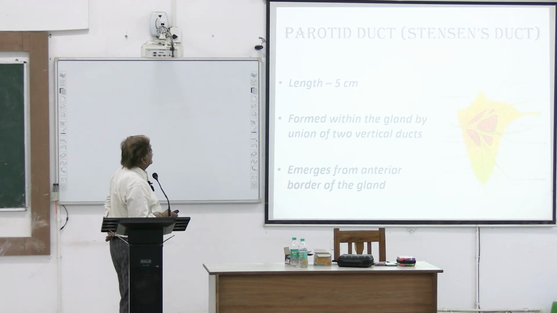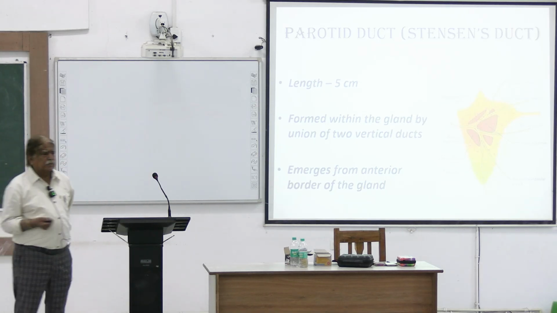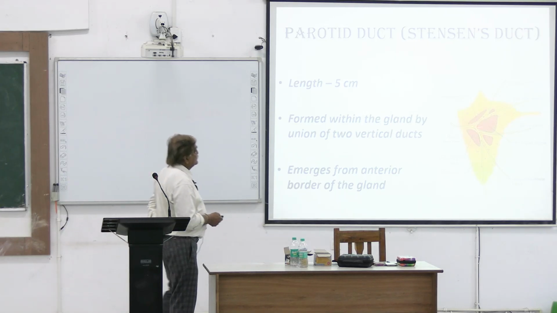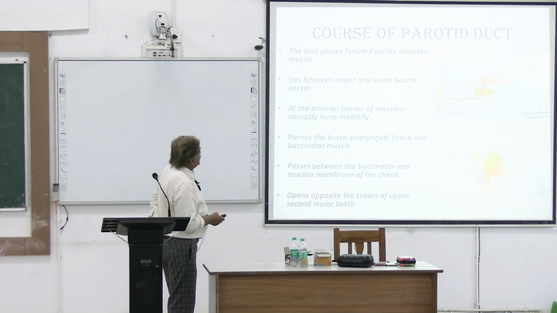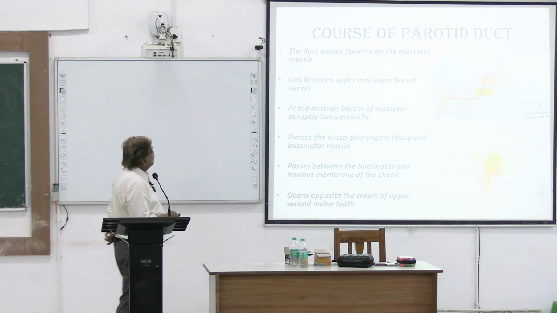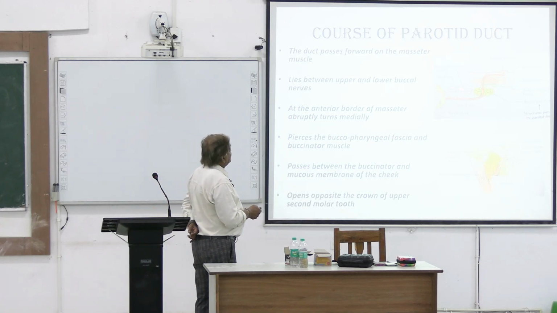Now, parotid duct or Stenson's duct. Parotid duct can be a short note, 5 marks or whatever distribution. Its length is 5 centimeters. Formed within the gland by union of 2 vertical ducts. Inside that, it emerges from the anterior border of the gland. Pores of the parotid duct. The duct passes forward on the masseter, the parotid duct, the ramus of the mandible.